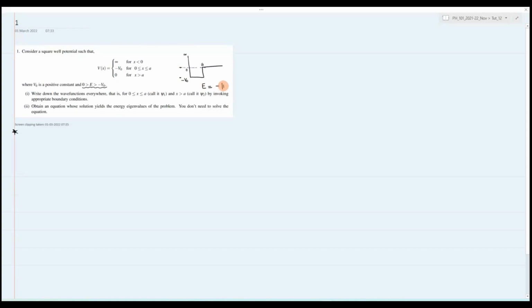So let us write our energy to be equal to something. It's definitely negative, so we can write it like this, minus of modulus of E. Okay, now we are supposed to write the wave functions everywhere. In this region it's psi1, and here it's psi2.